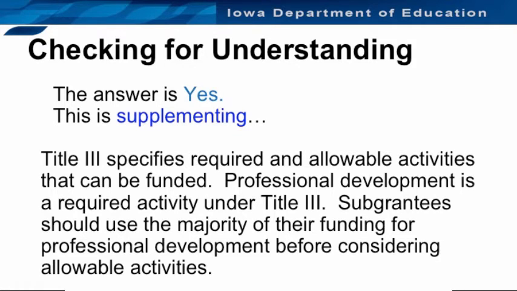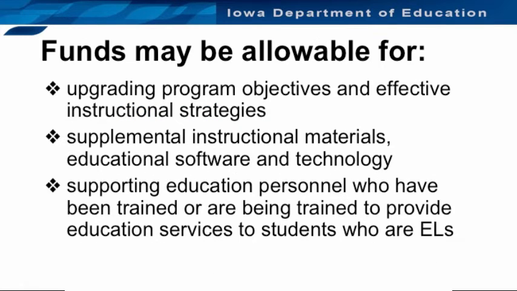Title III specifies required and allowable activities that can be funded. Professional development is a required activity under Title III. Subgrantees should always prioritize the majority of their funding for professional development and required activities before considering any allowable activity. Funds may be allowable for upgrading program objectives and effective instructional strategies for English language learners, supplemental instructional materials, educational software and technology for English language learners, and supporting education personnel who have been trained or are being trained to provide education services to students who are English language learners.